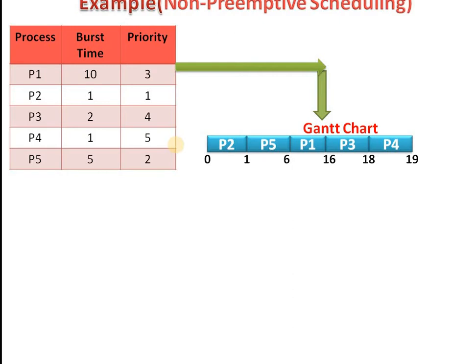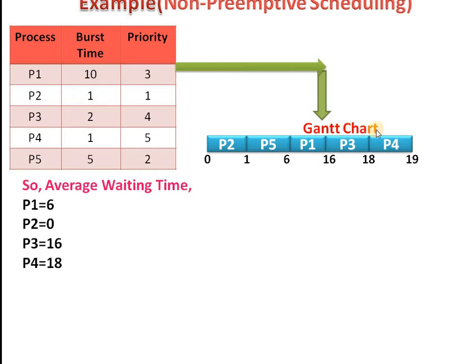Let's calculate the waiting time for each process. P1's waiting time is 6, P2's waiting time is 0, P3's waiting time is 16 milliseconds, P4's is 18 milliseconds and P5's waiting time is 1. Take the average of that: P1 plus P2 plus P3 plus P4 plus P5 divided by 5. It's 6 plus 0 plus 16 plus 18 plus 1 divided by 5. The average waiting time is 8.2 milliseconds.